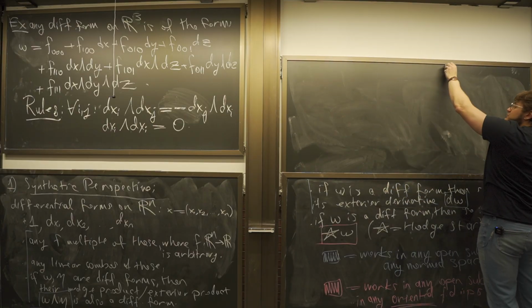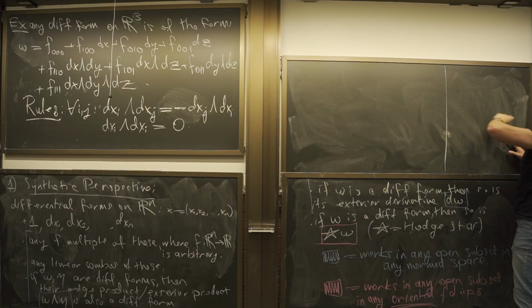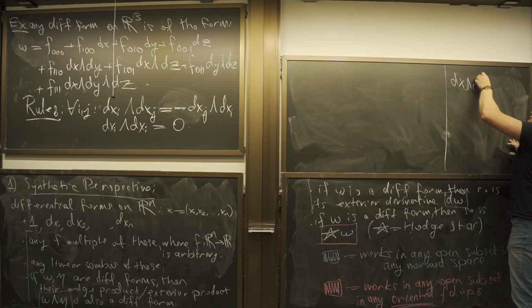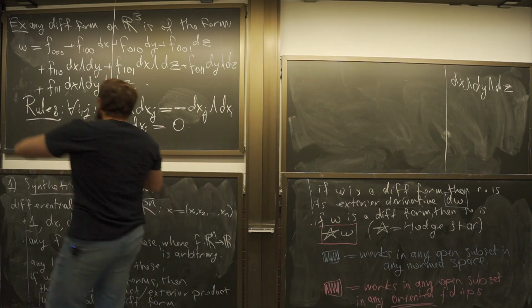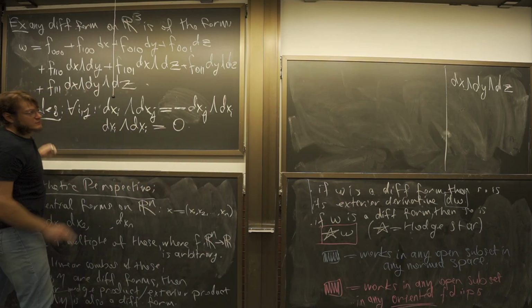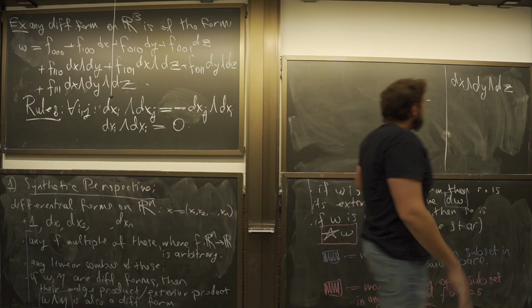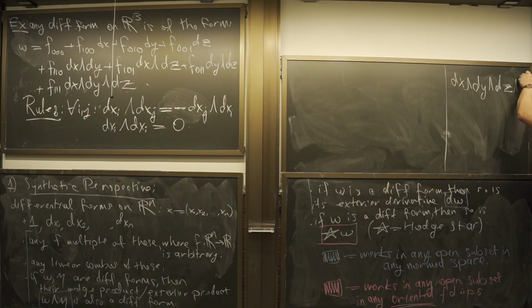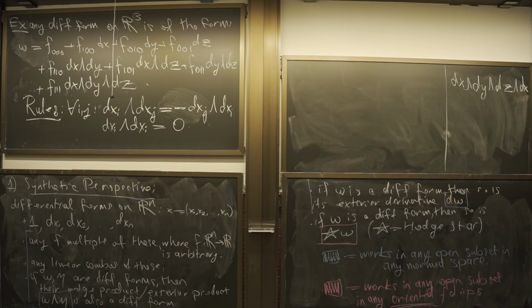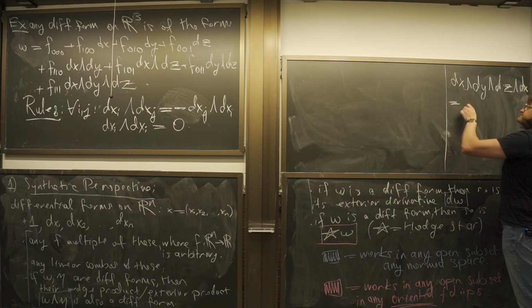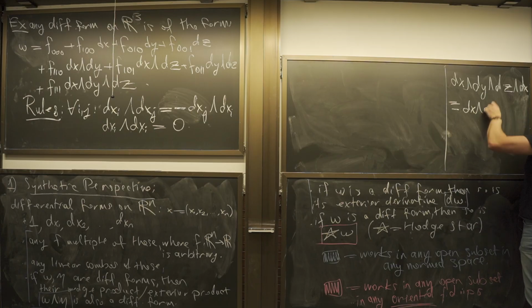Maybe I should do it here because rules are not done. So for instance, okay, let's say I took this guy. Forget about the function part. Just look at this part. Let's say I wedge another dx to it. I'm saying that, in fact, this rule implies that this has to be 0. Why? Because you say, well, flip these two, pick up a minus. So minus dx wedge dy wedge dx wedge dz.